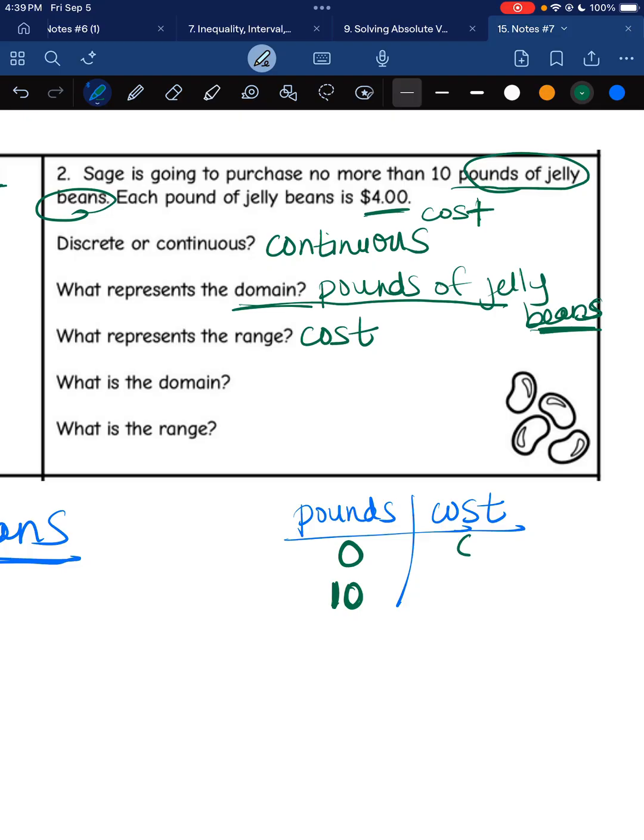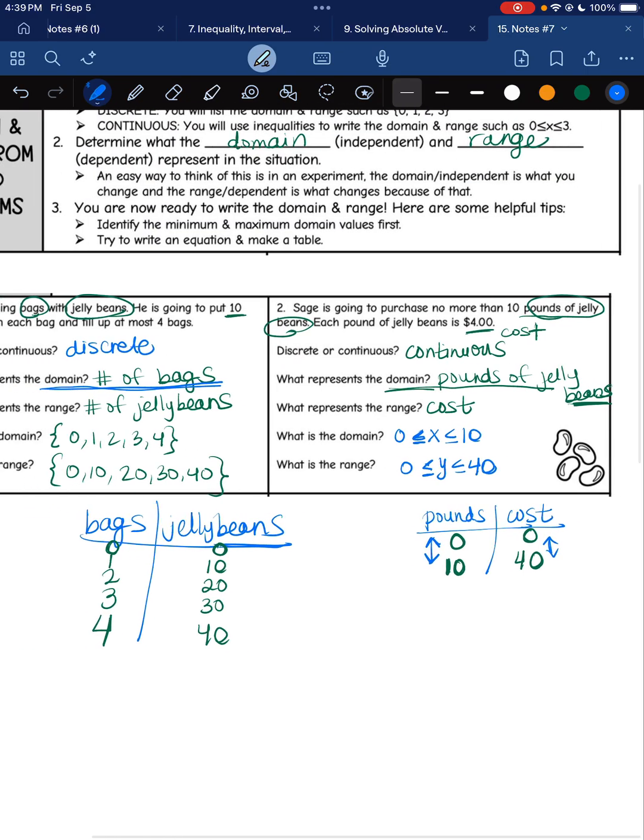So if it's 0 pounds, it's $0. And if you buy 10 pounds, just multiply it by the 4, it's $40. And whenever it's continuous, you are saying that the domain and range is between these 2 numbers. So for the domain, you've done domains like this. So it's between 0 and 10 pounds. Always the smallest of the 2 first, which is 0. And then for the range, it's between 0 and 40 pounds. And that's pretty much it.